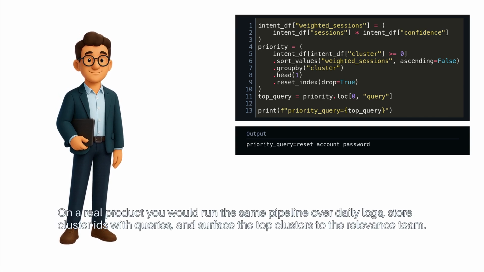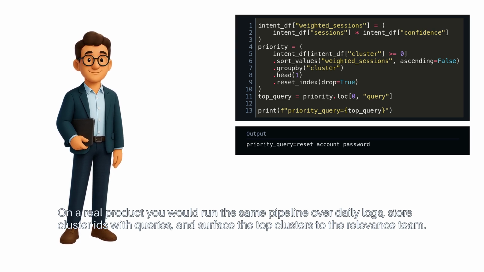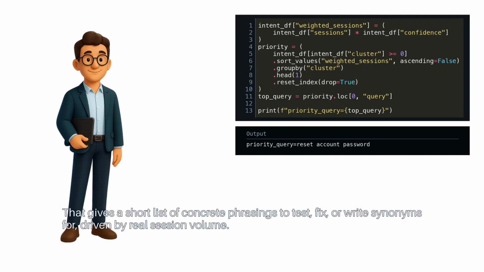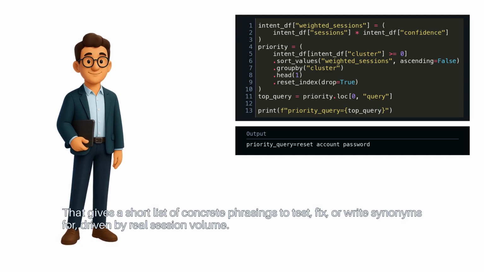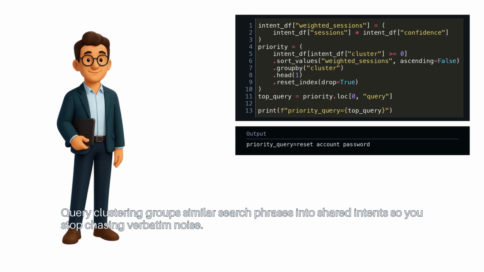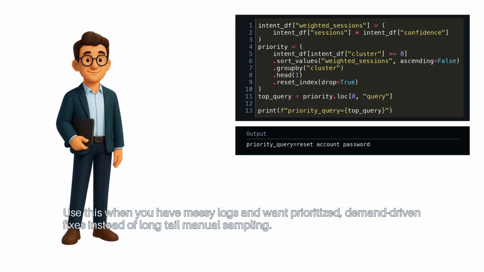On a real product, you would run the same pipeline over daily logs, store cluster IDs with queries, and surface the top clusters to the relevance team. That gives a short list of concrete phrasings to test, fix, or write synonyms for, driven by real session volume. Query clustering groups similar search phrases into shared intents, so you stop chasing verbatim noise. Use this when you have messy logs and want prioritized, demand-driven fixes instead of long-tail manual sampling.